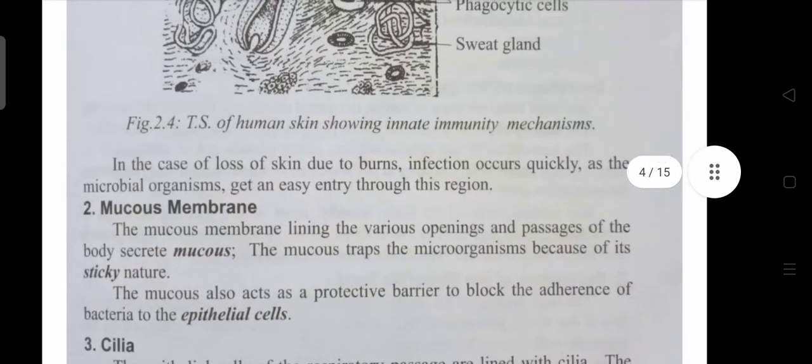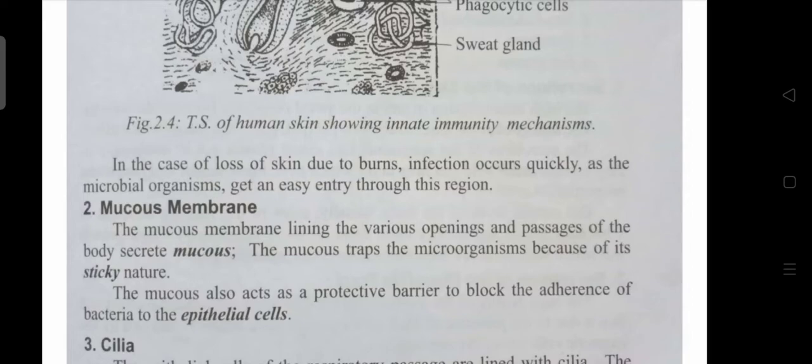In case of loss of skin due to burns or a major cut, infections occur quickly because the stratum corneum is removed. Then infectious microorganisms can easily enter our body. So skin is the first mechanical barrier. It contains the stratum corneum, which is impermeable to infectious microorganisms.